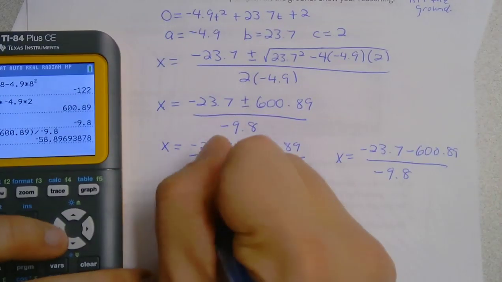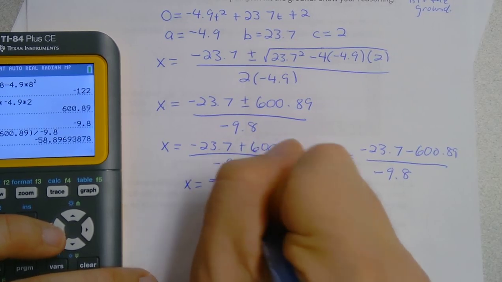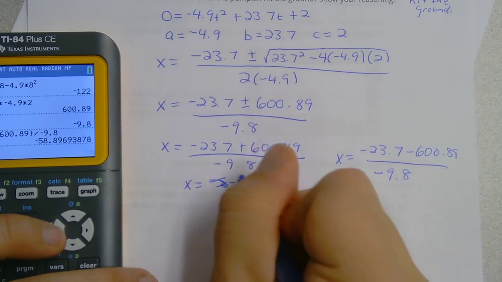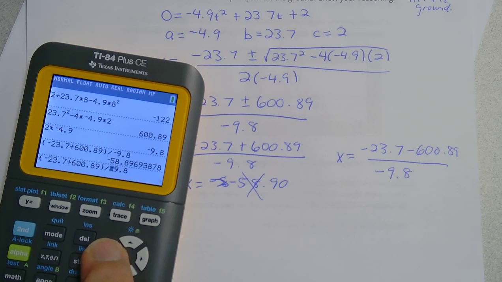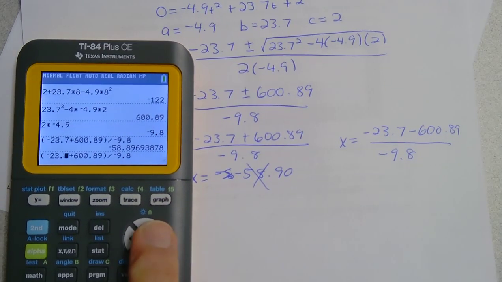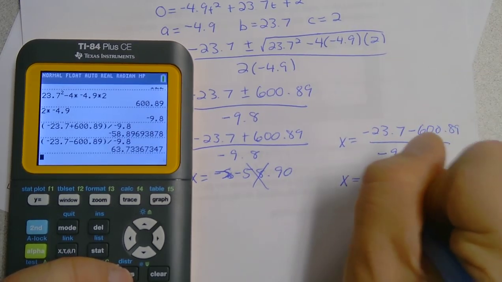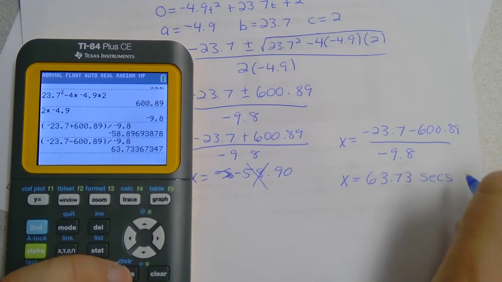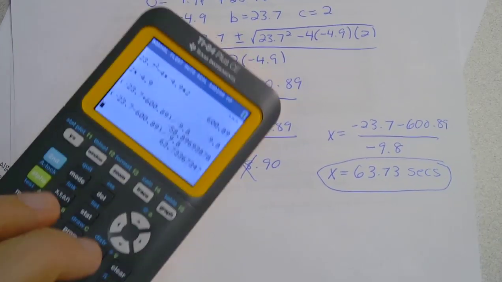And here we have x equals negative 58.90, which doesn't make sense. And then I'm going to redo that, just press second entry, and then minus there. And I have x equals 63.73 seconds. And then that is our answer. That makes sense in this situation.